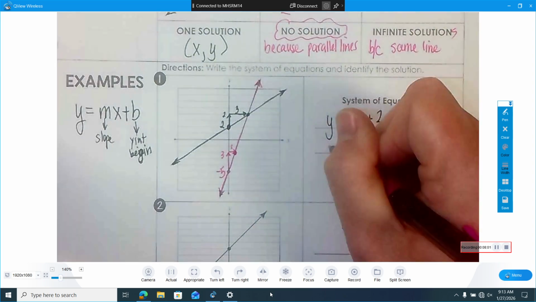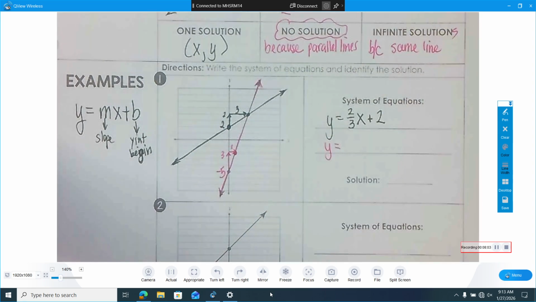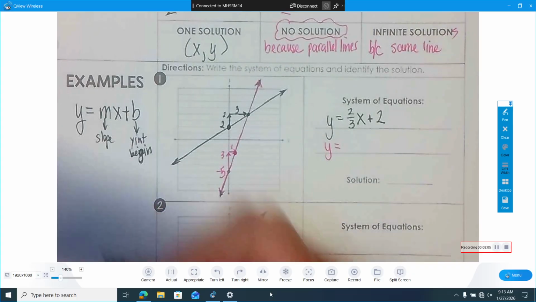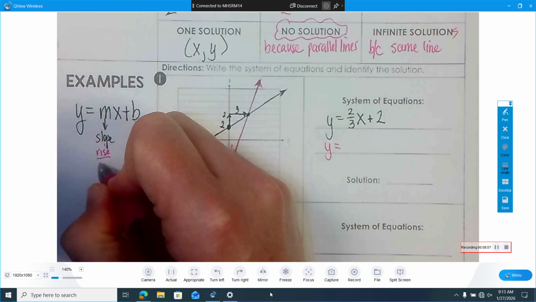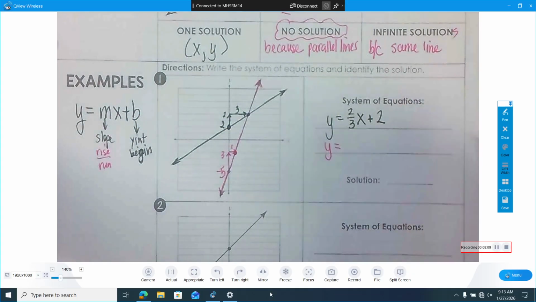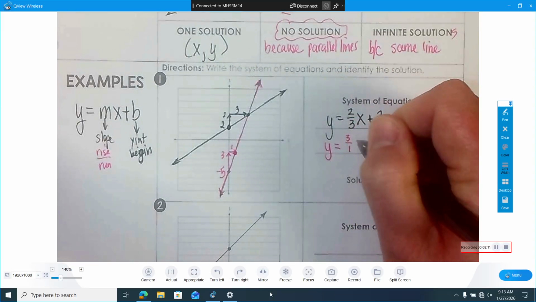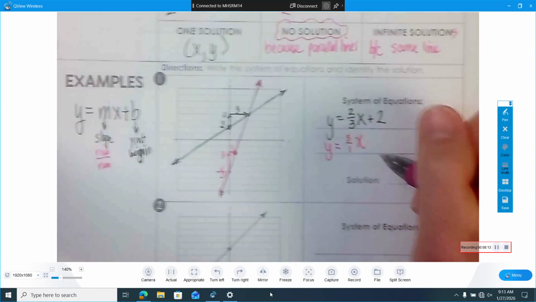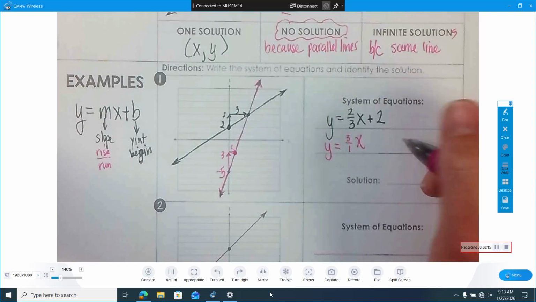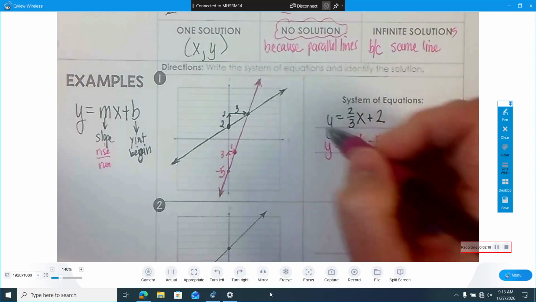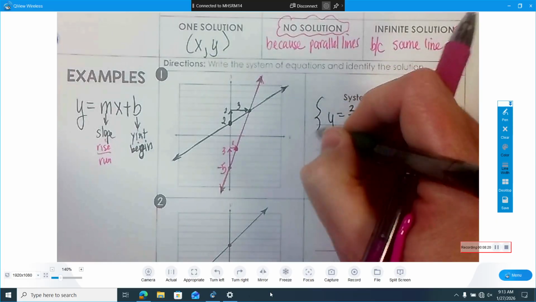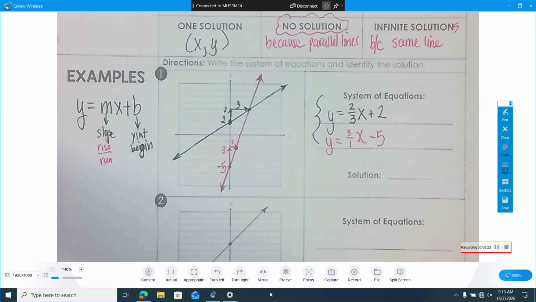All right. So we get y equals, what's our slope? 3 over 1. Rise over run, so 3 over 1. Don't forget your x. And then where does it begin at? -5. All right. Ladies and gentlemen, congratulations. You just wrote your first system of equations. So this is your system that produces this graph.